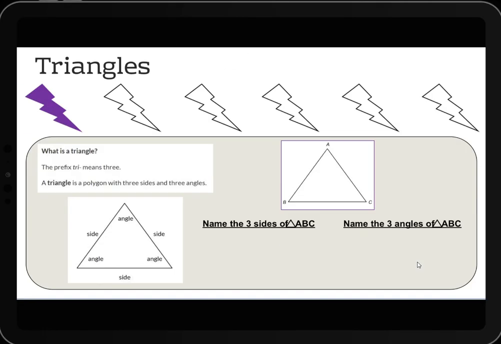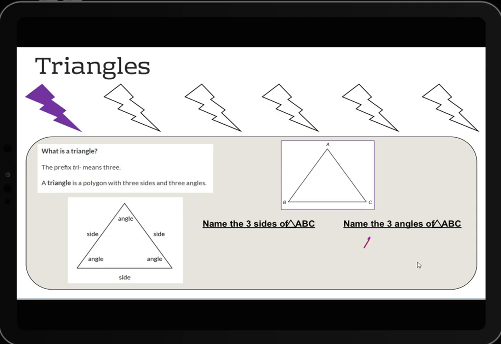So let's go ahead and get started with triangles. For triangles, we want to make sure that we can identify what it is, right? We know that tri means three, the prefix of the word triangle. Three angles, right? So there's three sides and three angles. And specifically, we have triangle ABC there on the right. If we want to name the triangle ABC, usually I start with the angles first, and then I go for the side lengths.